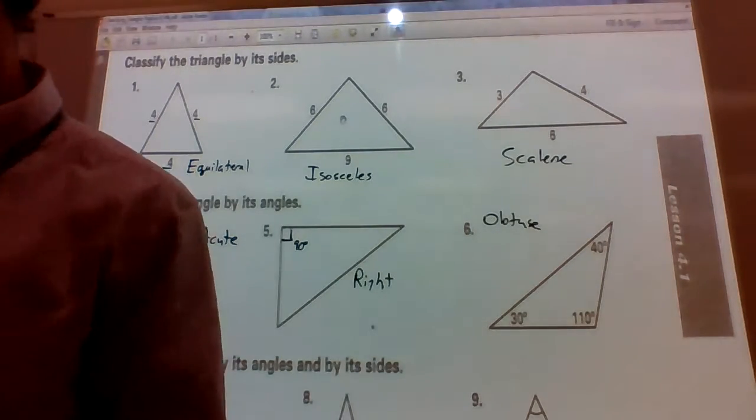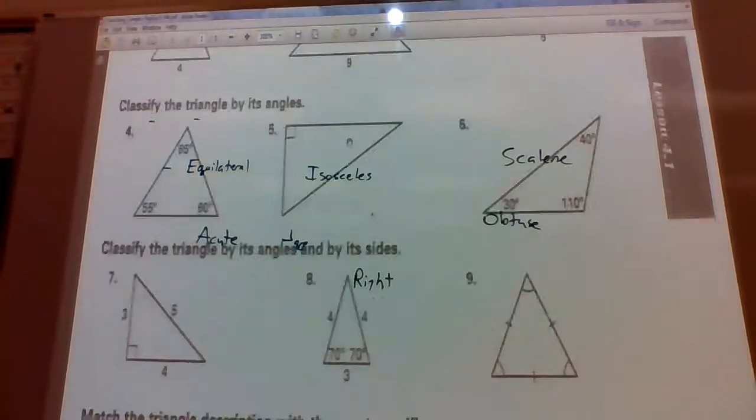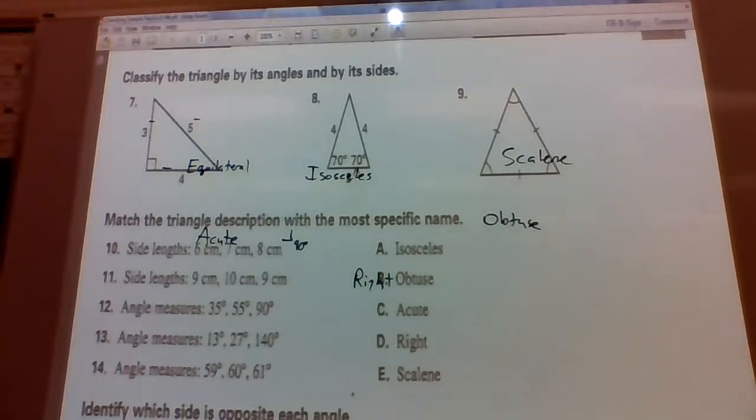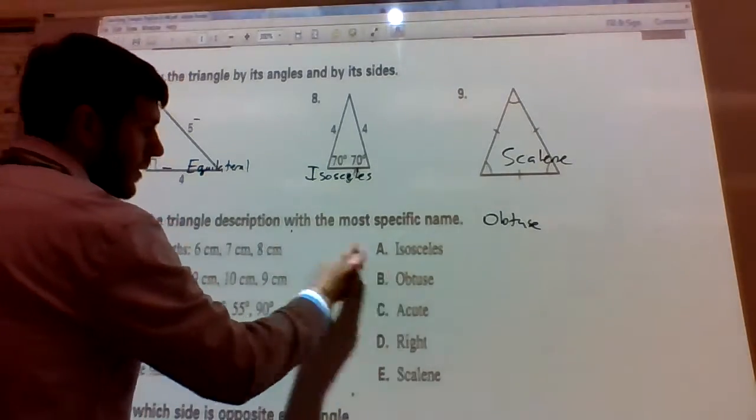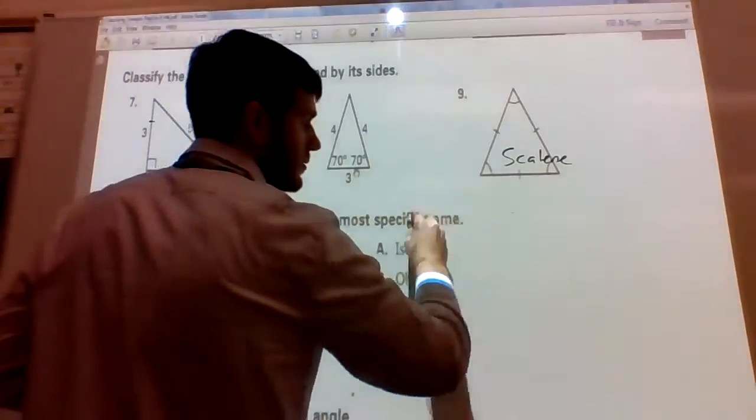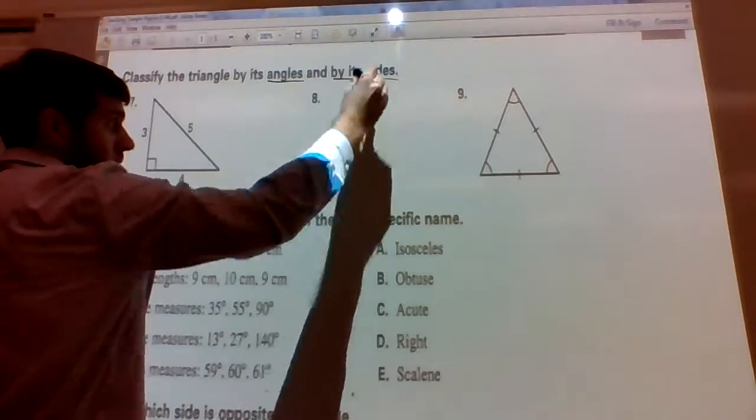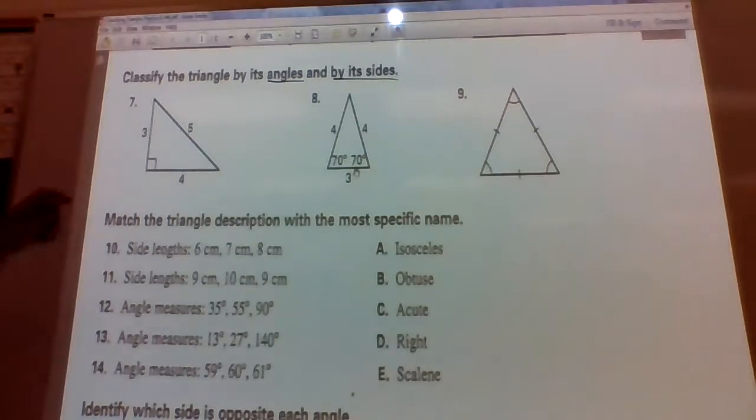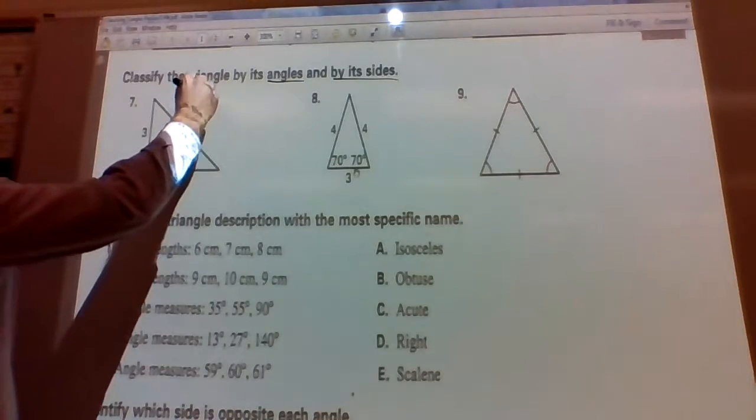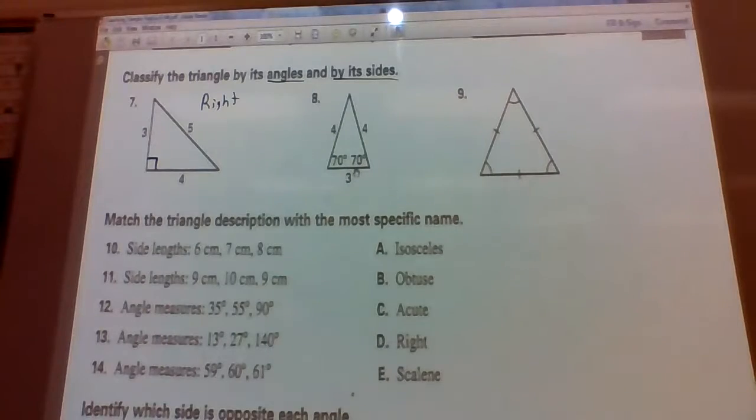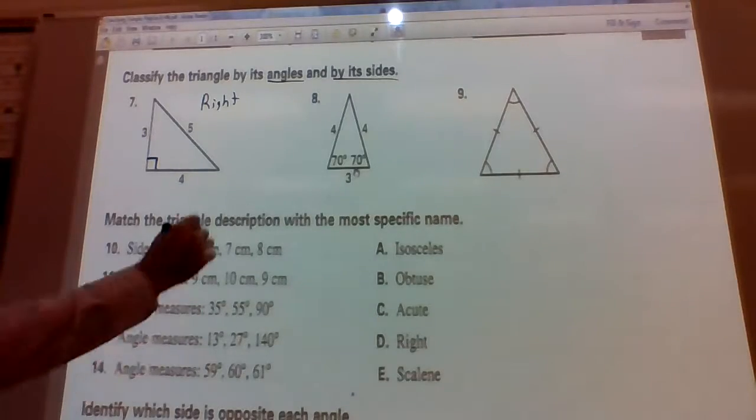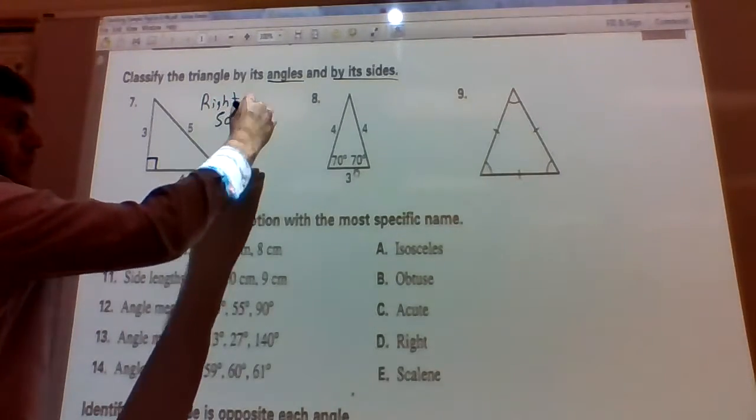Okay. Let's scroll down. 7, 8, and 9 is asking us to identify the triangle by its angles and sides. So we're going to need 2 descriptions for each one, because the directions, which we thoroughly read, say that we want to classify the triangle by its angles and by its sides. Okay. If we start with angles, we notice we have a right angle. So this is a right triangle. We also notice all 3 of the sides are different lengths, 3, 4, and 5. So we know it is going to be scalene. So it's a right scalene triangle.